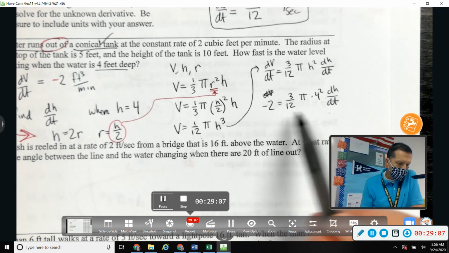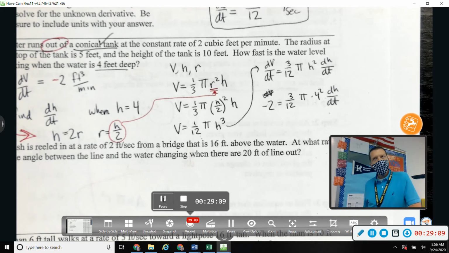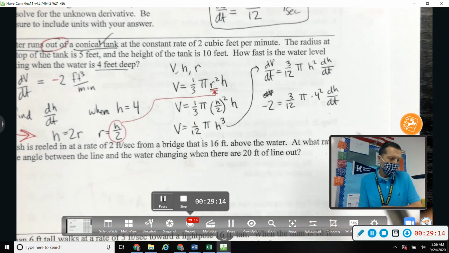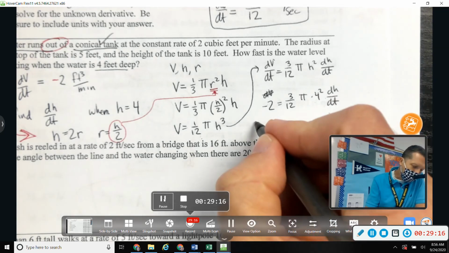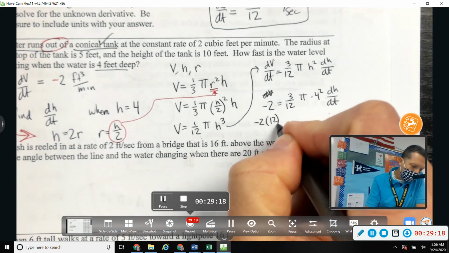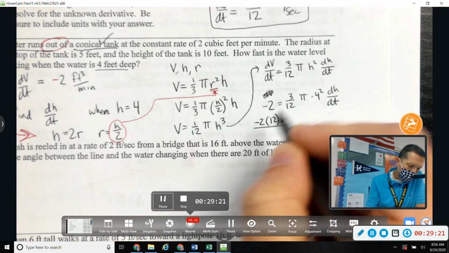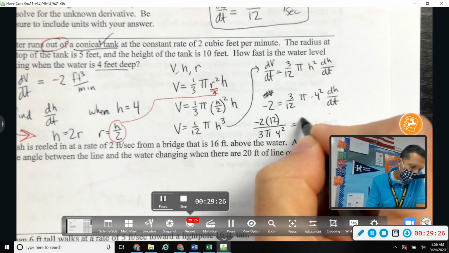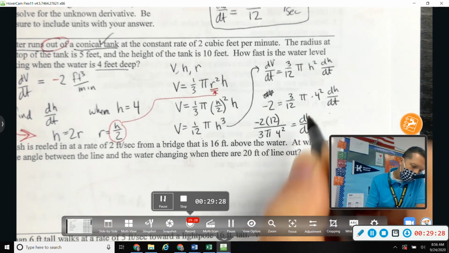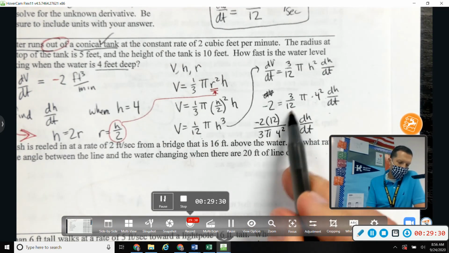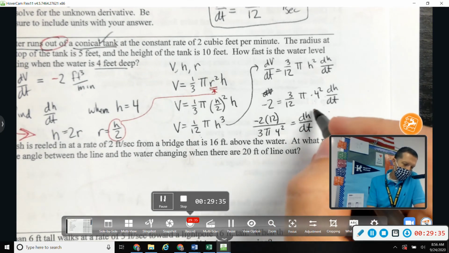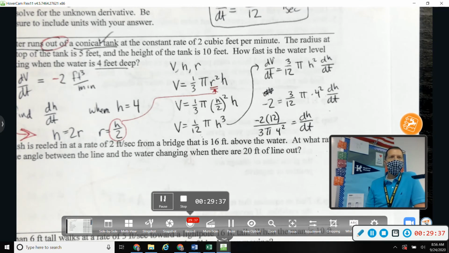And so let's be careful. Remember, you can do as much work as you want. You've got to get dh dt by itself. But as far as actually multiplying the stuff out, you can... I'm going to be exceptionally lazy here. Maybe lazy is not the right word for it. I'm going to call it smart about things. So I multiplied by 12, divided by 3, divided by pi, divided by 4 squared, and that's my answer. Sure, I could clean that up, but why bother?